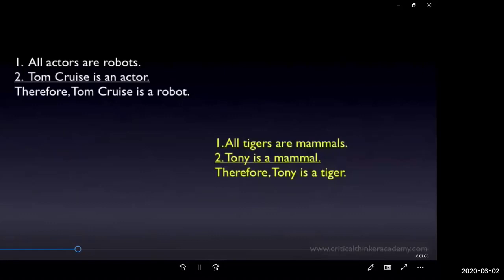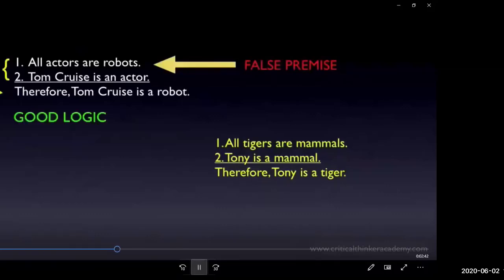Both of these are bad arguments, as you might be able to see, but they're bad in different ways. In the first argument on top, the problem is obviously that the first premise is false. All actors are not robots. But that's the only problem with this argument. In particular, the logic of the argument is perfectly good. And when I say that the logic is good, what I mean is that the premises logically support or imply the conclusion, or that the conclusion follows from the premises.